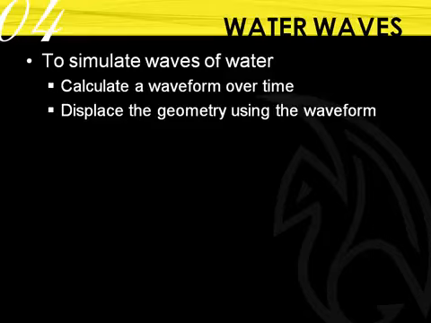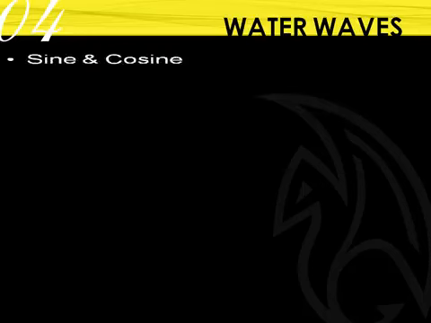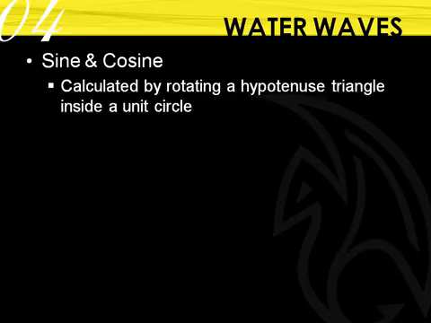And what we're going to do is displace the geometry, essentially that plane of water that you saw, using the waveform. The math formulas that we're going to need to know are sine and cosine, and I'll explain what both of those are. Essentially, sine and cosine are calculated by rotating a hypotenuse triangle around a unit circle. So remember what a hypotenuse triangle is. It's a triangle where at least one angle is 90 degrees.